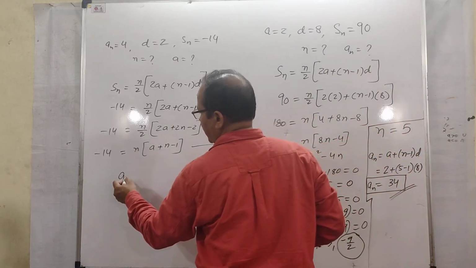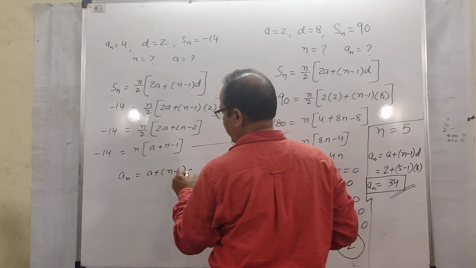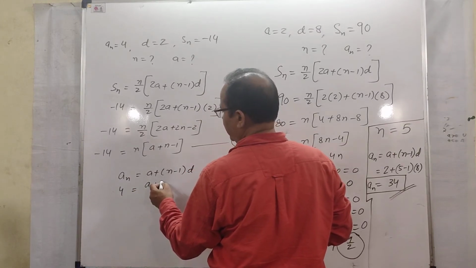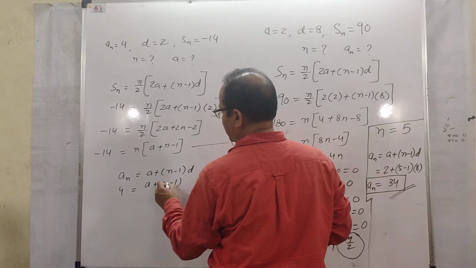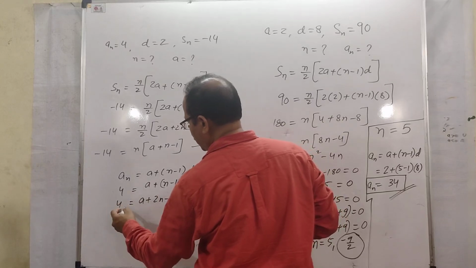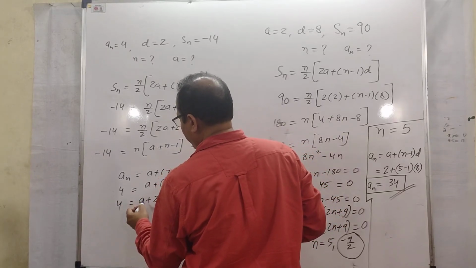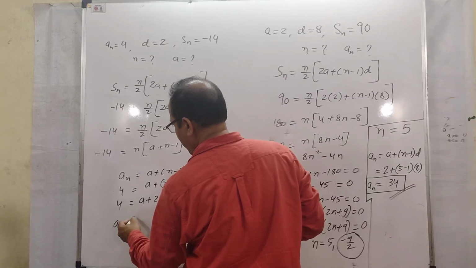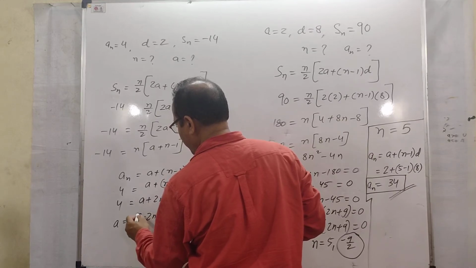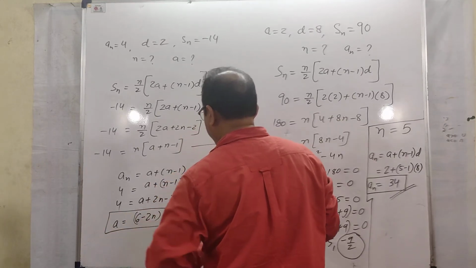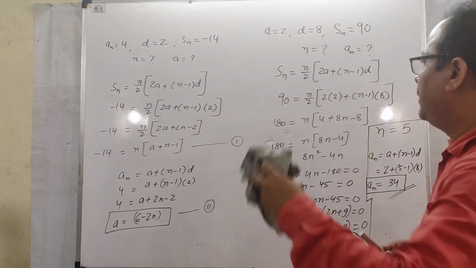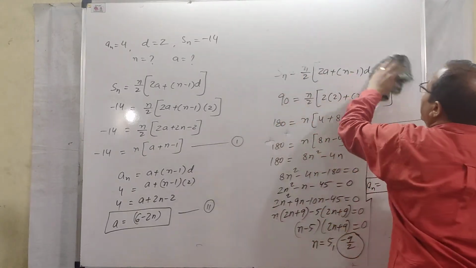एक और फॉर्मूला है हमारे पास an का, जो कि हमें देता है an is equals to a plus n minus 1 into d. n minus 1 into d is what, 2. So a plus 2n minus 2 is equals to 4. So the value of a will be 4 plus 2, 6 minus 2n. So we are getting the value of a from here, that we will be substituting in the given equation, the first equation. Just now we had found it.